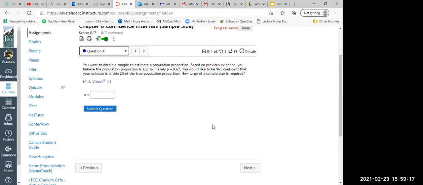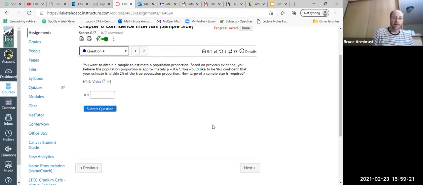Proportion. Okay, so what tells you it's proportion? Thank you for that, by the way. I mean, check it out. It says we want to estimate a population proportion. So it tells us right there, this is proportions.